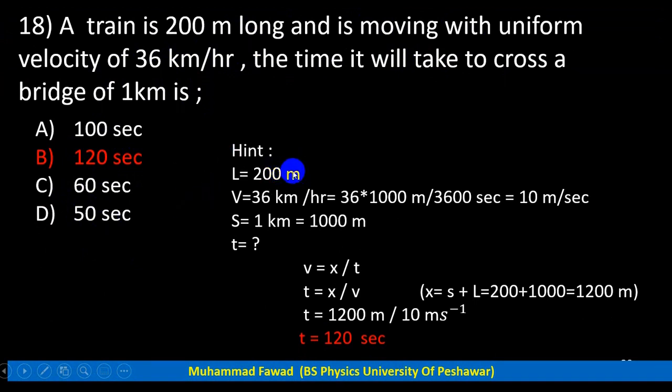Length of the train है 200 meter, speed है 36 km per hour and we have to convert into meter per second. इसी तरह as the distance of the bridge है 1 kilometer which is equal to 1000 meter and we have to find the time. V is equal to x by t and t is equal to x by v, but here the total distance will be equal to the length of the train plus the distance of the bridge because the train has to cross the bridge. Therefore, by putting the values, time will become 120 second. लिहाजा दुरुस्त option B है, which is 120 second.